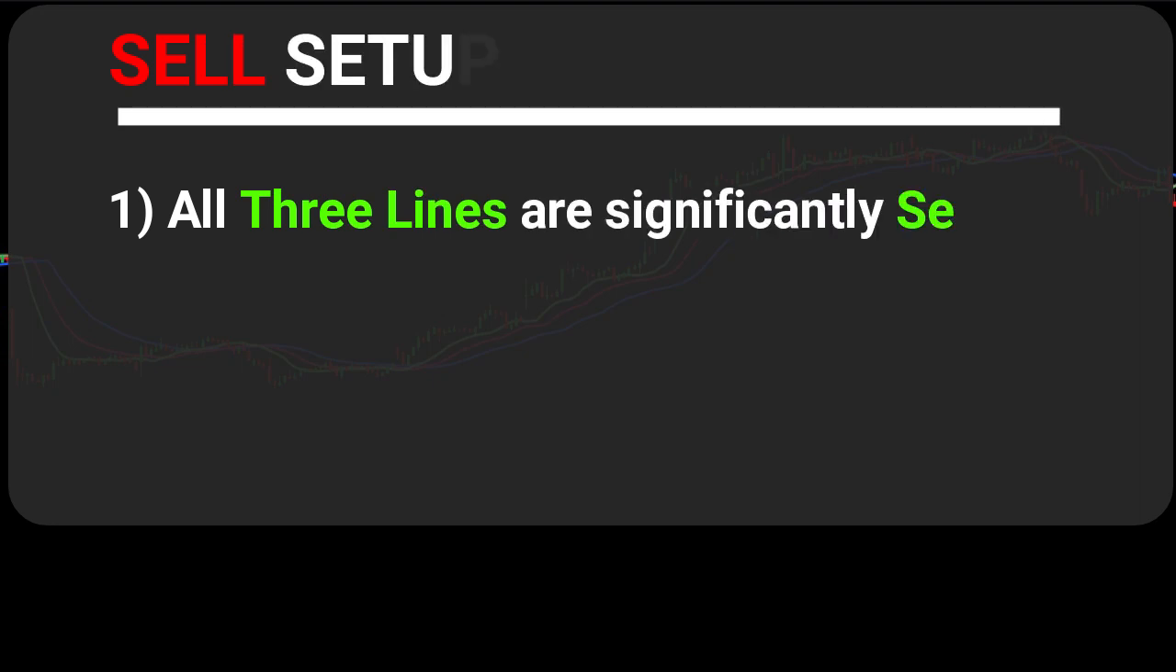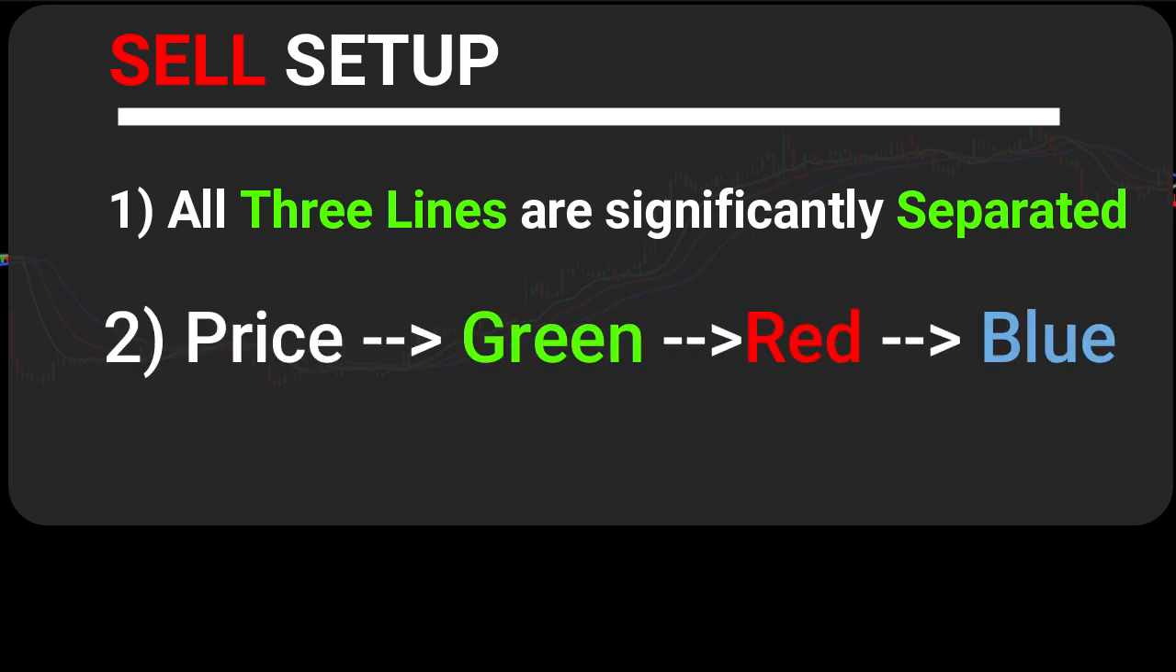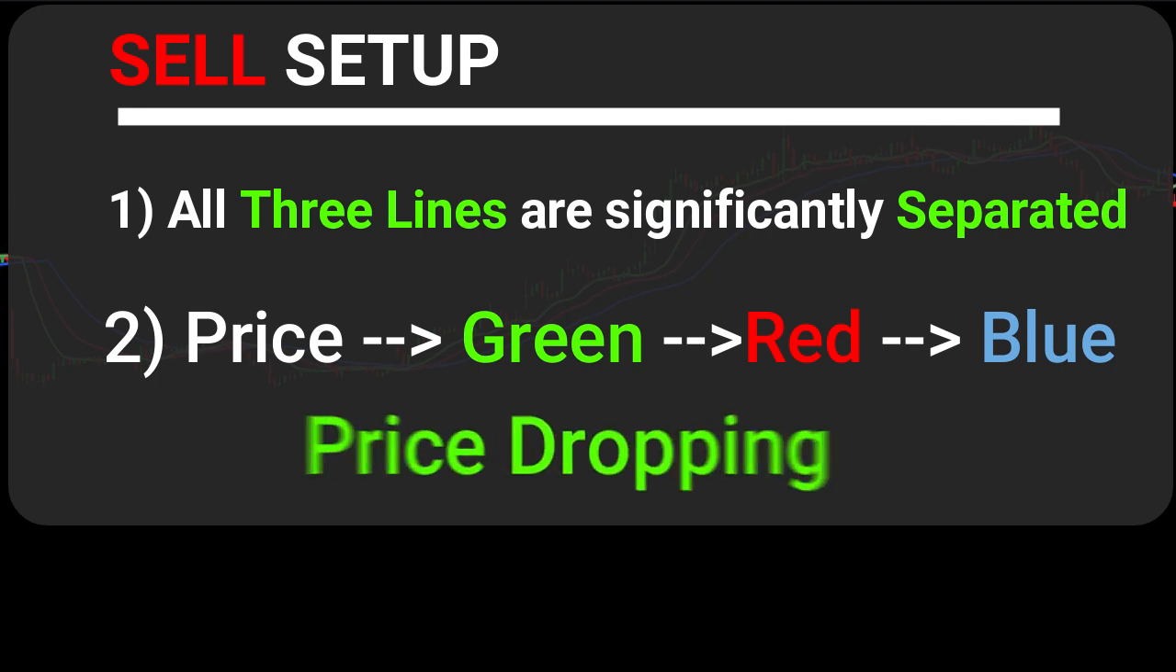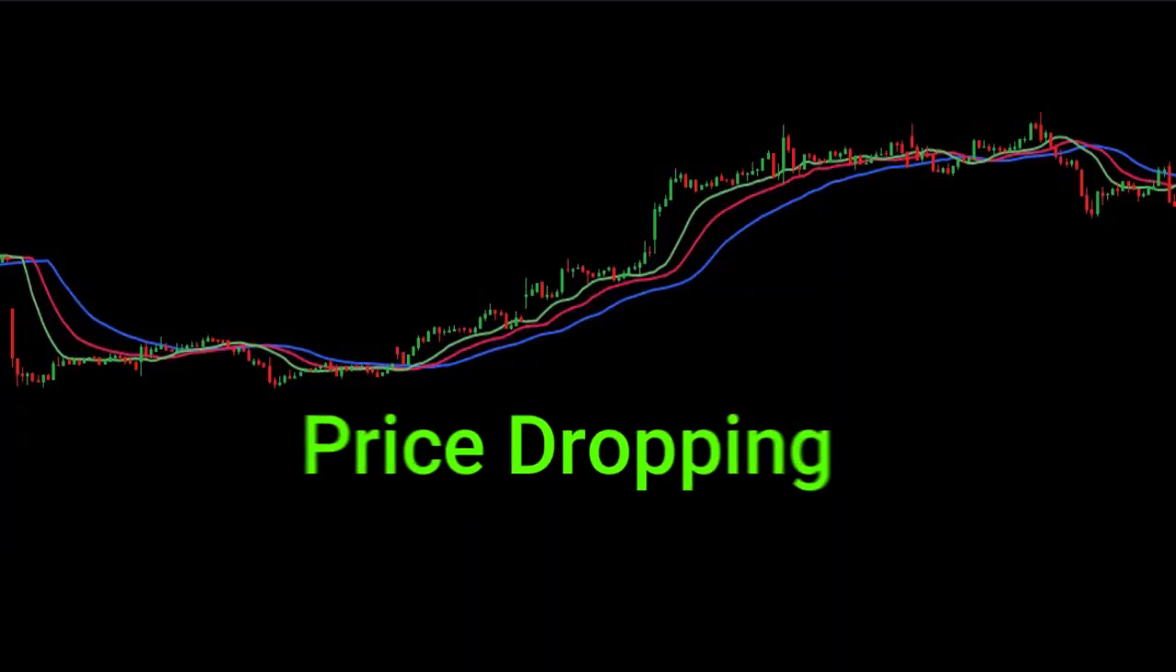And for sell setups, there are also two conditions. First, all three lines are separated. And second, the price is below the lips, lips below teeth, teeth below jaw. If the above two conditions are satisfied, it would mean that the currency value is dropping and you can look for sell opportunities.